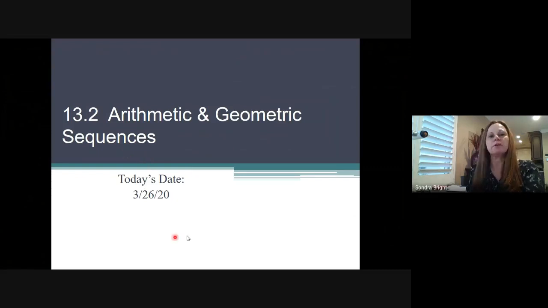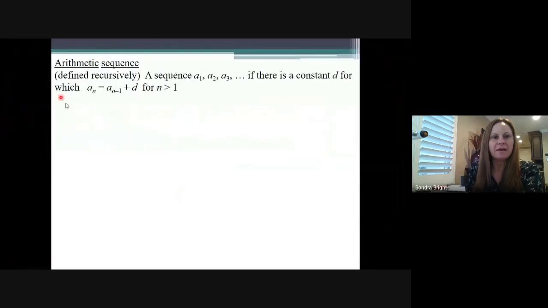And what's nice about these two special kinds is that we can get formulas to find their general terms and everything. So let's start off with an arithmetic sequence. It can be defined recursively or explicitly. If it's defined recursively, it's a sequence. This is first term, second term, third term, A1, A2, A3, dot, dot, dot, and it keeps on going. Now it's arithmetic if there is a constant D, for which to get the nth term, you take the term right before it and you keep on adding this D to it for n greater than 1.